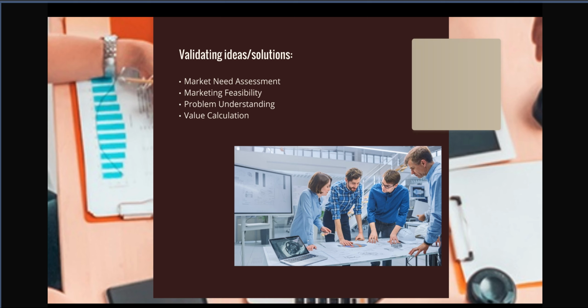The second question is, can we market this idea? Is there a pool of clients out there that we can tap into who has a need for this solution? And the third question is, do we have a good understanding of the core problem? Do we have a solution for this problem? And can we calculate the value to the customer for this solution? So if the answer is a resounding yes to all these three questions, then we can probably say that we have a good idea and the idea has the potential to grow into a suite app.